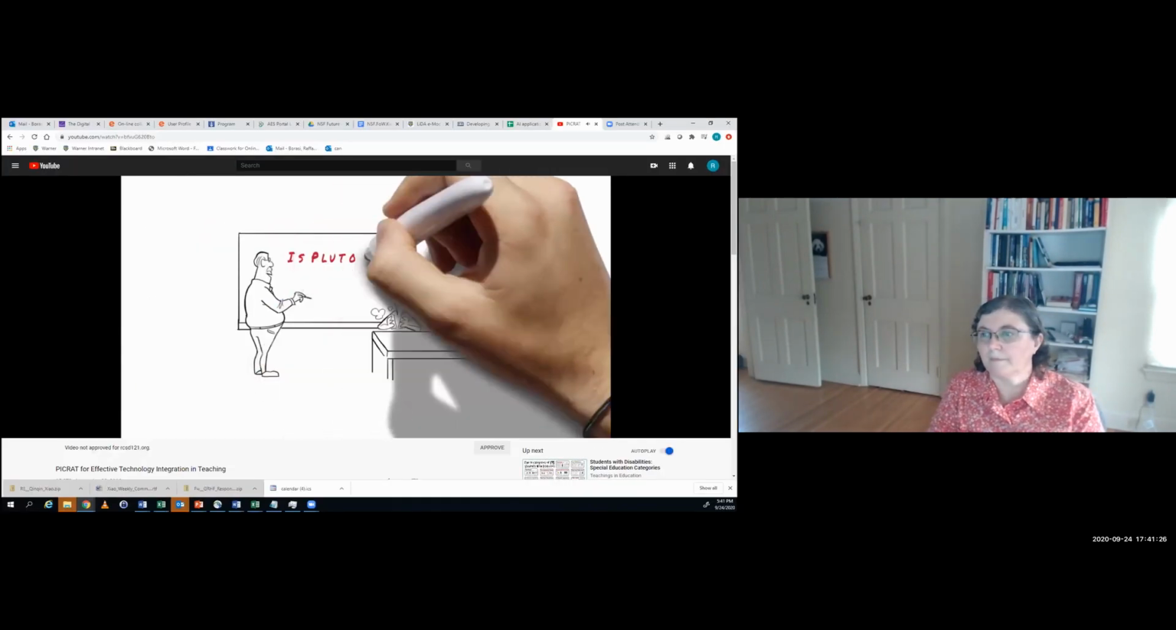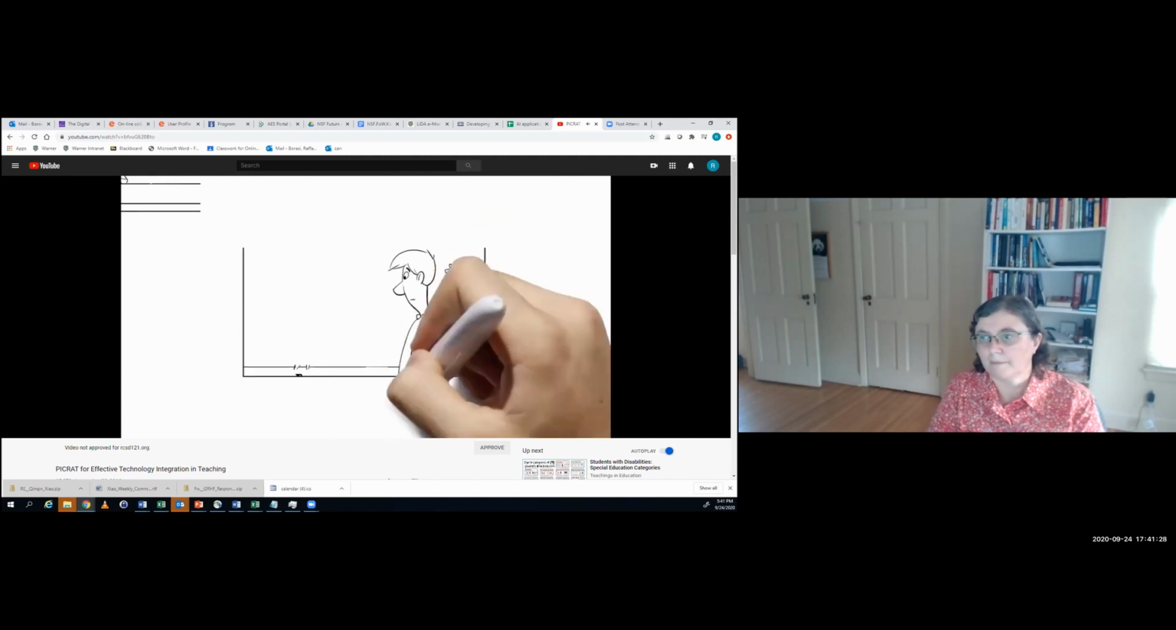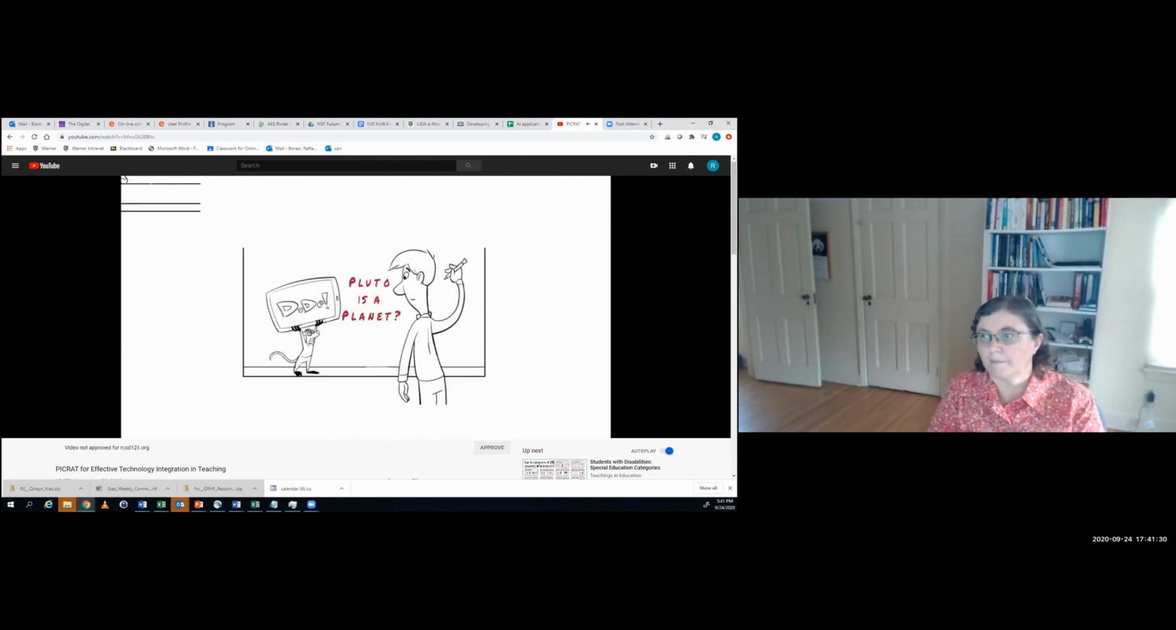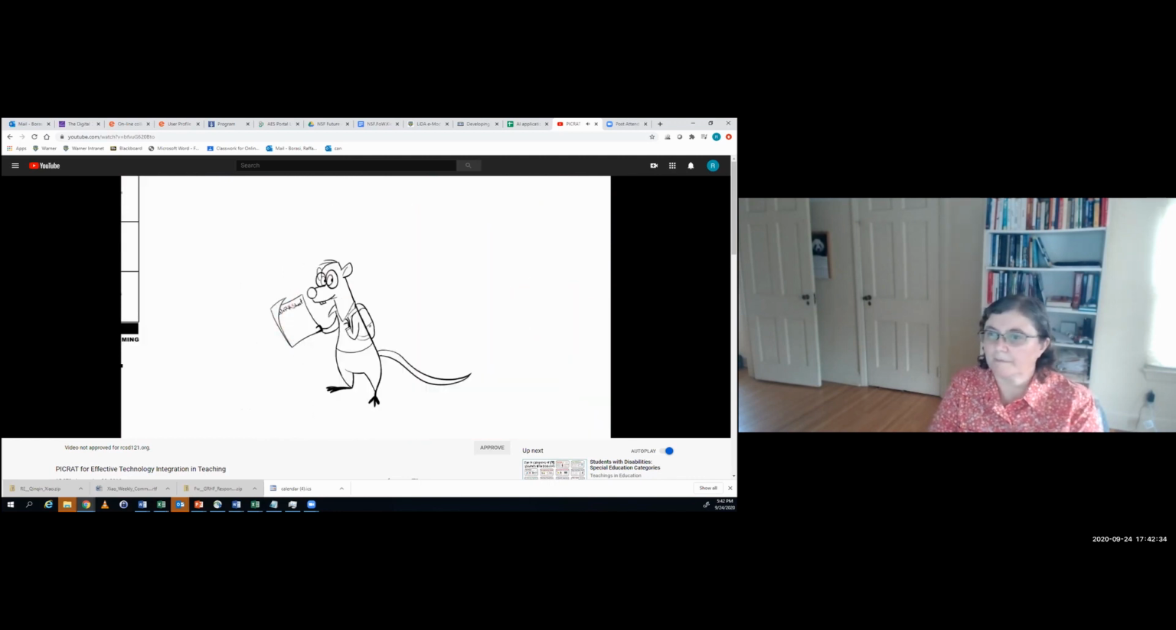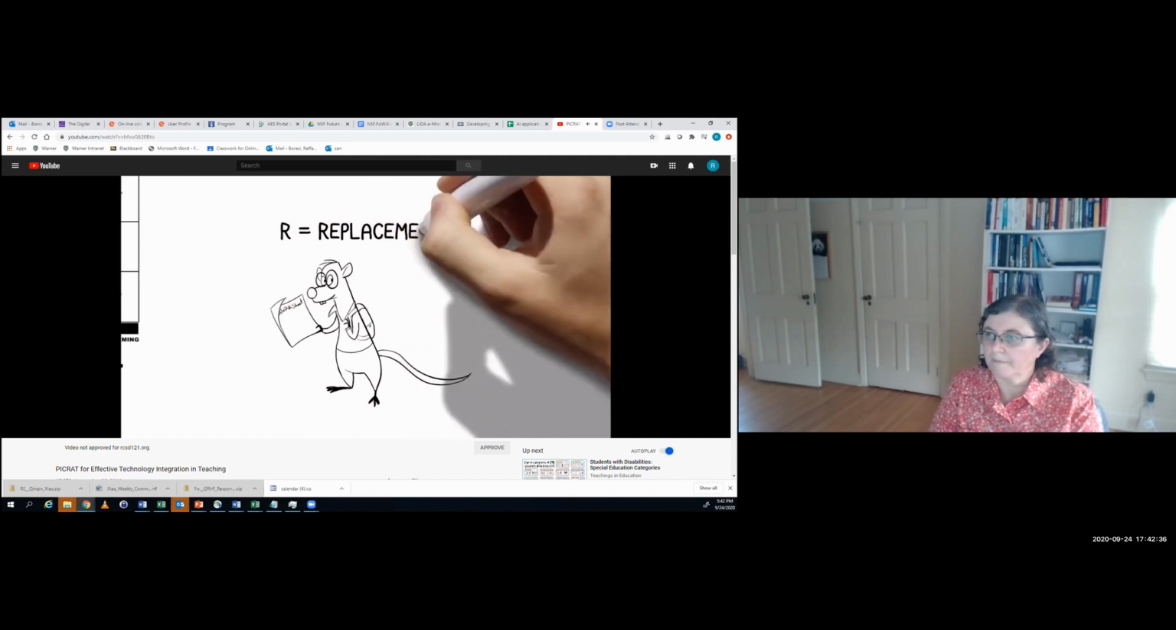We often teach the way we were taught and struggle to think of how we could teach better based on the technologies we have. We're going to show you a technology integration framework. The first letter R represents replacement. Replacement can mean the following.